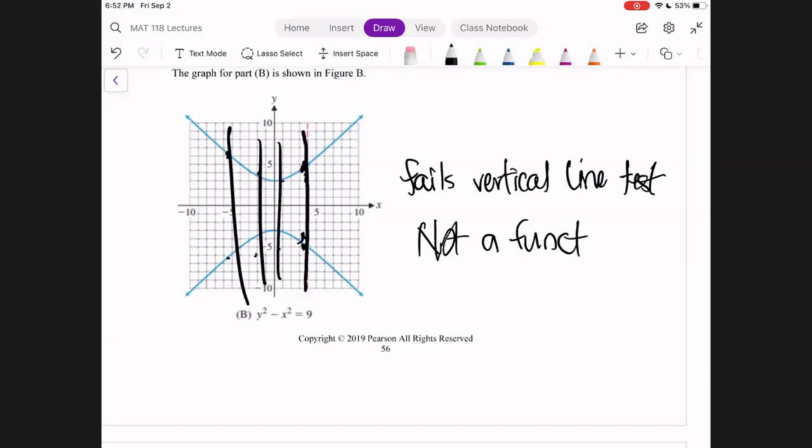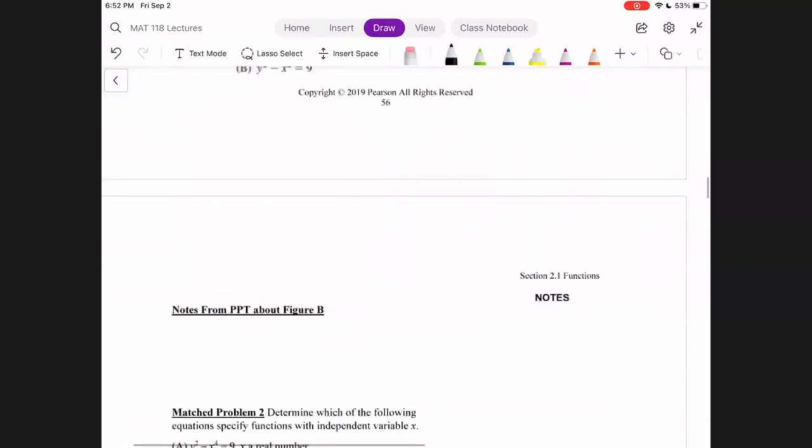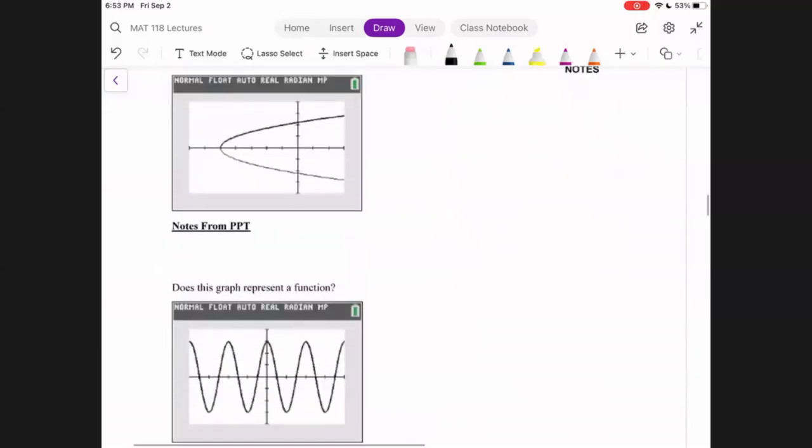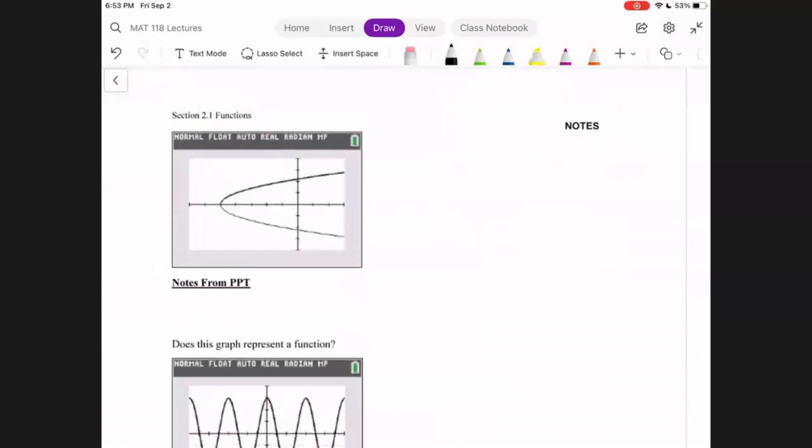So just think that you can't have 2 or more y values for the same x. When you draw a vertical line, it's asking that, because remember, a vertical line means x is the same value. So if we look down here at this graph, would it pass or would it fail? If I draw any vertical line here, it hits twice, so it fails the vertical line test.